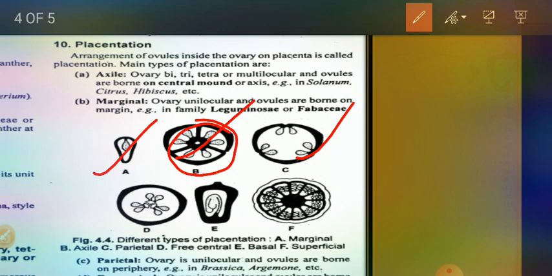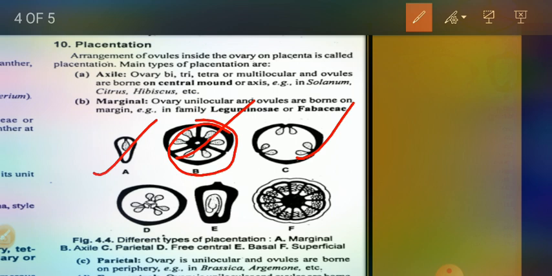Parietal means the unilocular ovary's ovules are borne on the periphery. So this is the periphery region. They are borne in the periphery region. That's why it is known as parietal. The members of the Brassica and Argemone are the best examples of the parietal type of placentation.